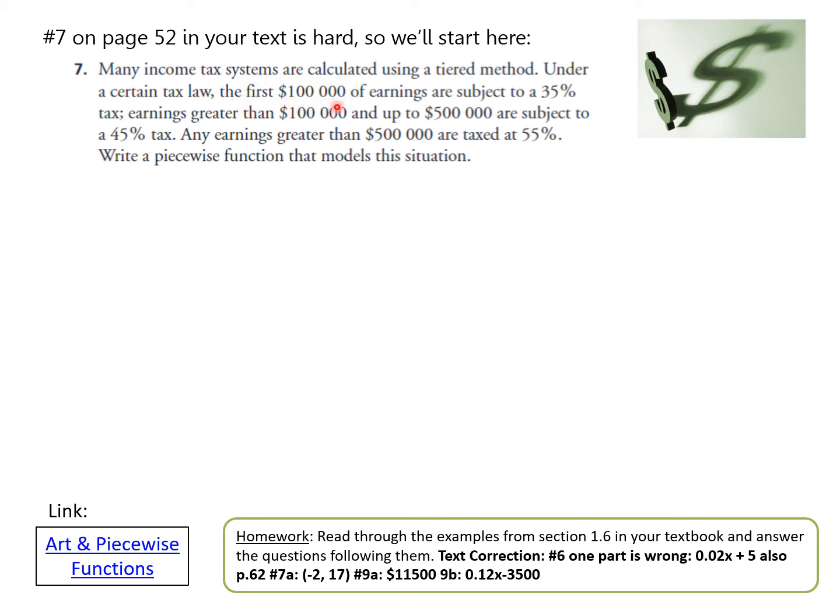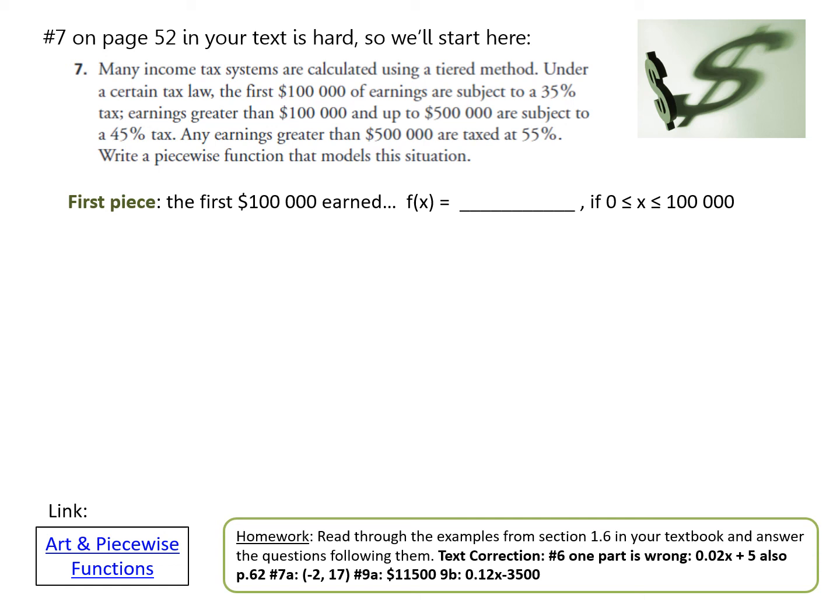The first $100,000 of earnings are subject to a 35% tax. So let's stop there. The first $100,000 of your earnings. So let's say you make $110,000. Well, the first $100,000 of your earnings, you're going to pay 35% on that. The amount above $100,000 is the second piece, but let's just talk about the first piece. First $100,000, you pay 35% tax. So how would we represent that with an equation?